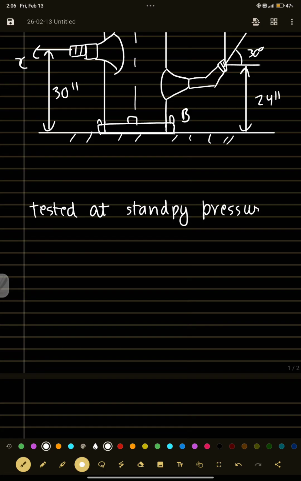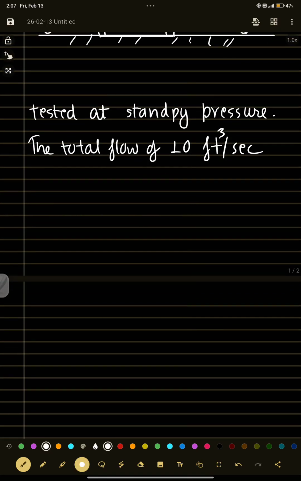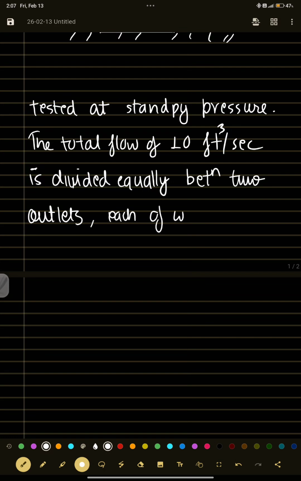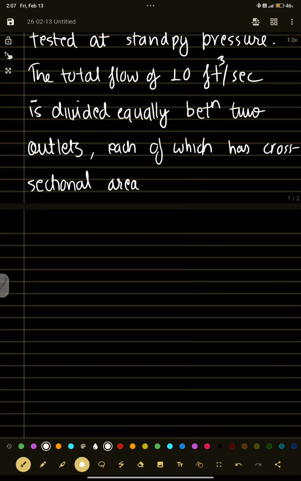So the total flow of 10 feet cube per second is divided equally between two outlets, each of which has a cross-sectional area A as 0.04 feet square.